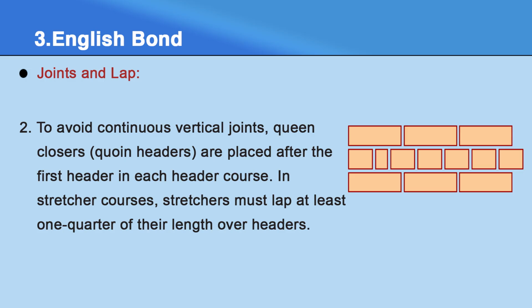In stretcher courses, each stretcher course overlaps the header below it by at least 1/4 of its length, which is approximately 2 to 3 inches or 50 to 75 mm. It further enhances the wall's stability by creating an interlocking pattern.